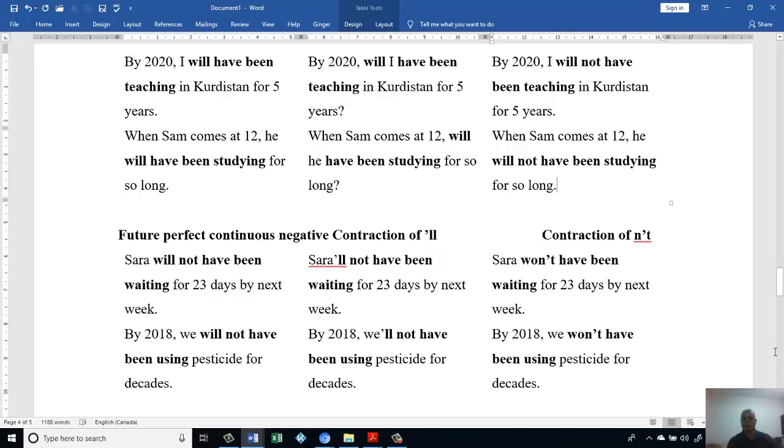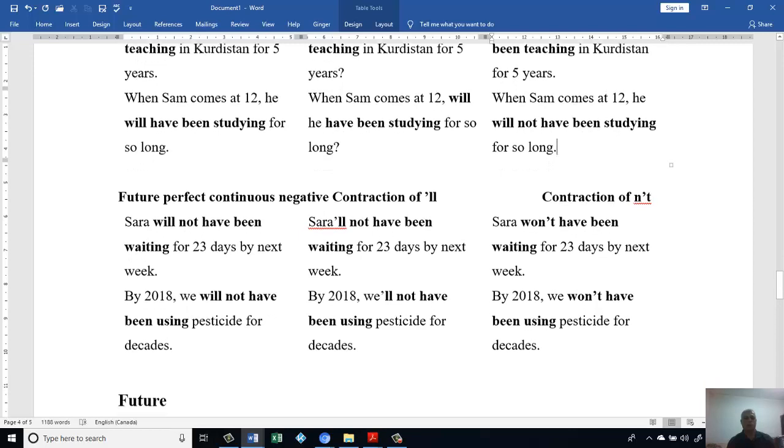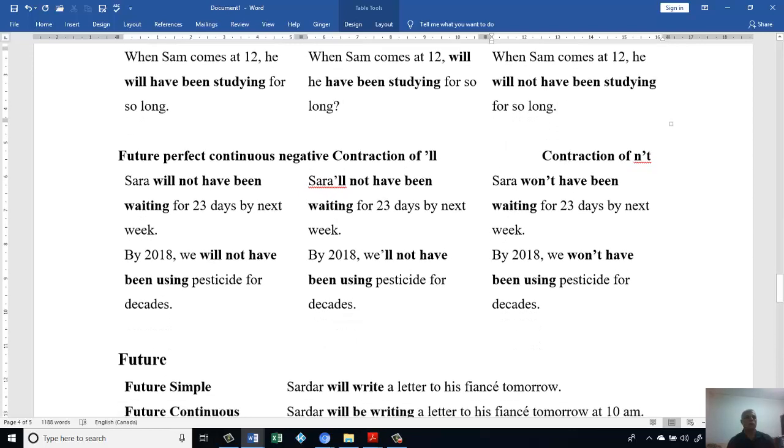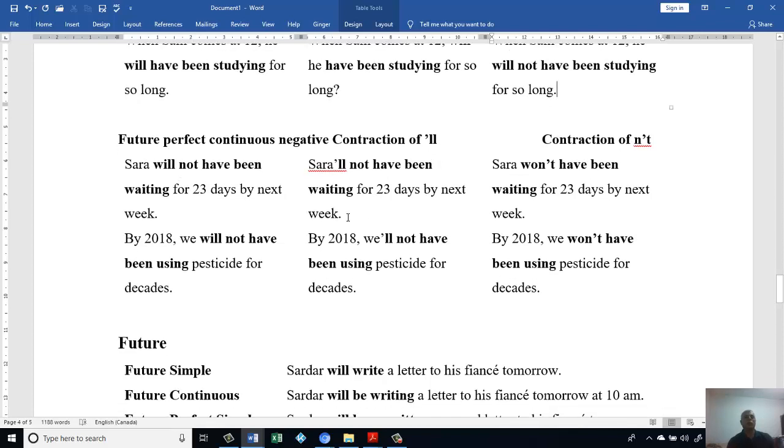Now let's go to when we make it future. Future perfect continuous negative, contraction of will. Sarah will not have been waiting for 23 days by next week. Then we say Sarah will not have been waiting for 23 days by next week. Or you could say Sarah won't have been waiting for 23 days by next week.